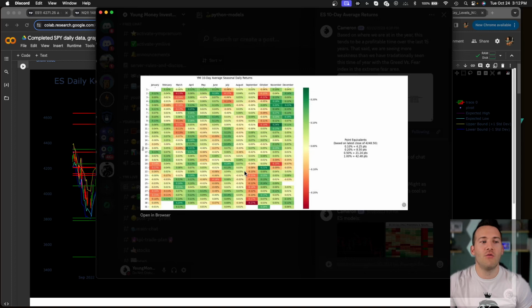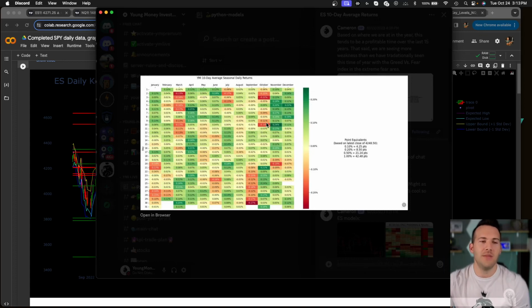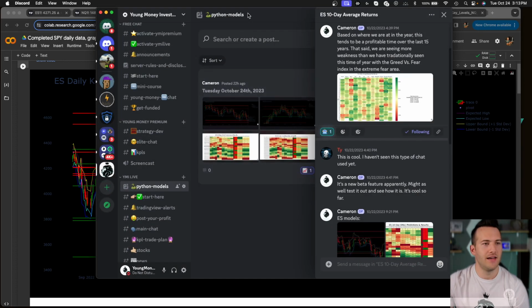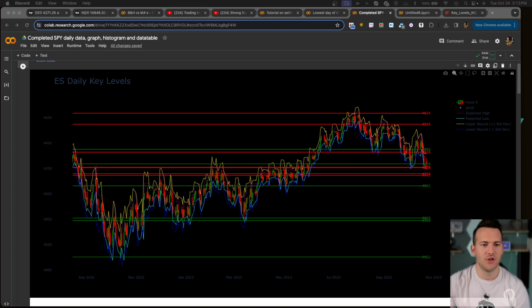We can see that over the last 15 years, late September is not a favorable time for moving to the upside, right? Whereas we can look at this and go, okay, well, that same period a month later in the year, in October, we tend to see many more green days occurring, and even into November versus early October.